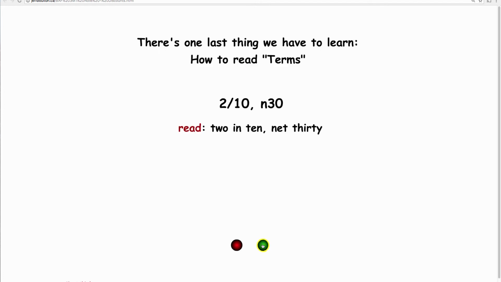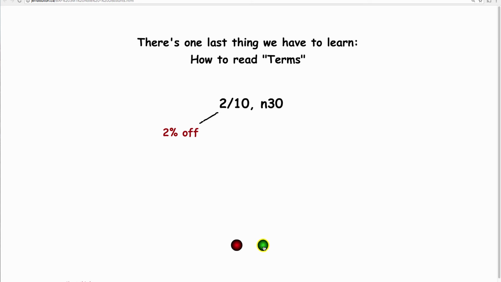Let's do it. One last thing. Terms that you would see on a source document look like this, and that looks like some wonky alien language. I understand that, but it's very easy to read. The way it's read is simply you get 2% off. So you read it like this.